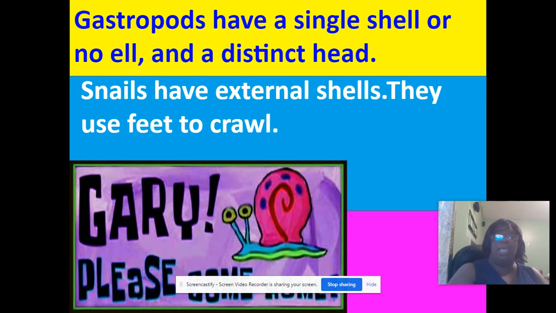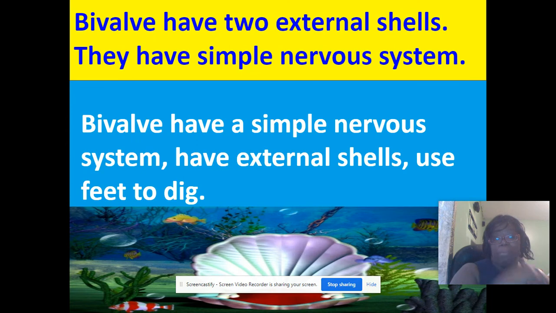So gastropods have a single shell or no shell and a distinct head. Snails have external shells and they use feet to crawl. And you see our little picture of Gary. Gary, please come home. I don't know how a snail can run away if they move that slow. But snails have external shells. They are gastropods, meaning they have a single shell or no shell and a distinct head. And I have simplified it for you because this is sixth grade science. So there's some more stuff. I promise you a whole lot more stuff if you were in a college class.